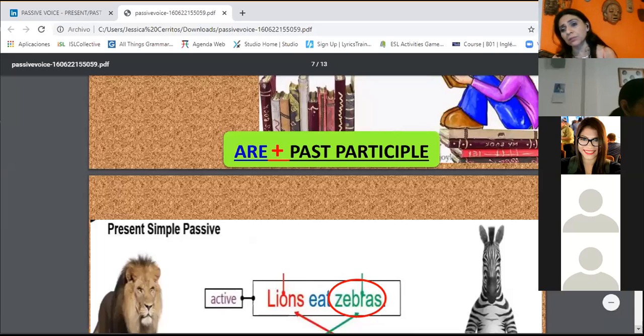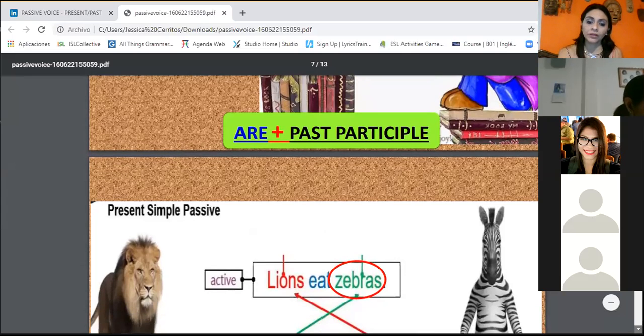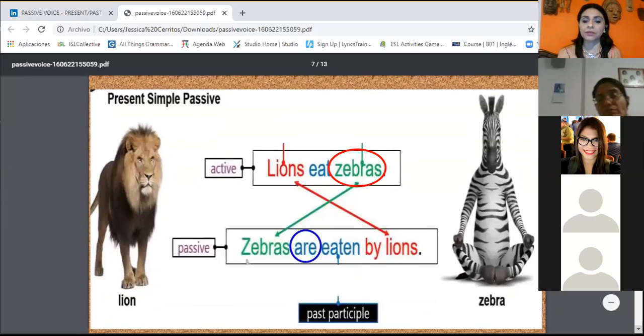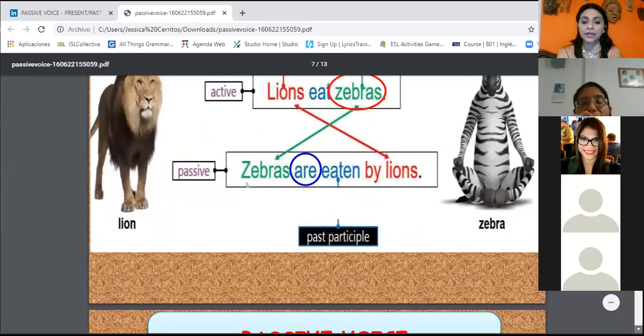And what's the past participle of eat? Eaten. So zebras are eaten by? By lions, right. Now, if you only have one zebra, then you say the zebra is eaten by lions. So that will depend on how many zebras in this case. All right, so zebras are eaten by lions. Very good.